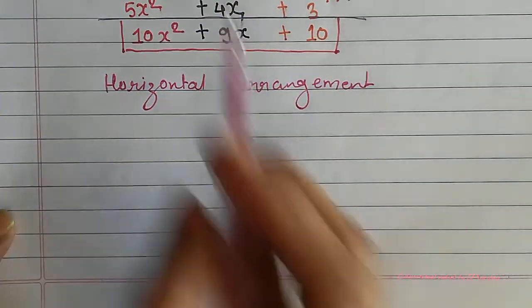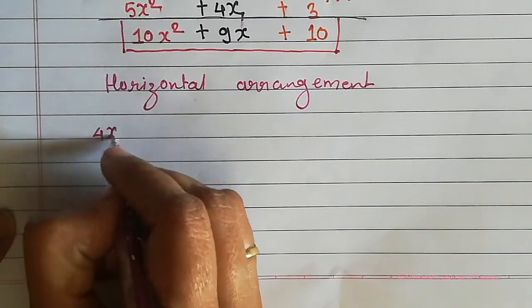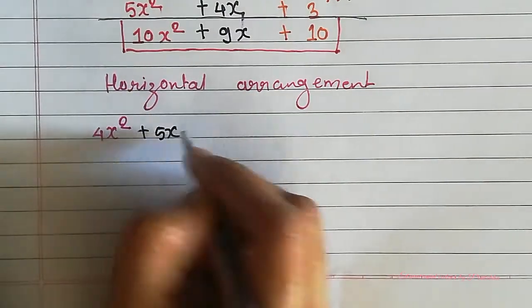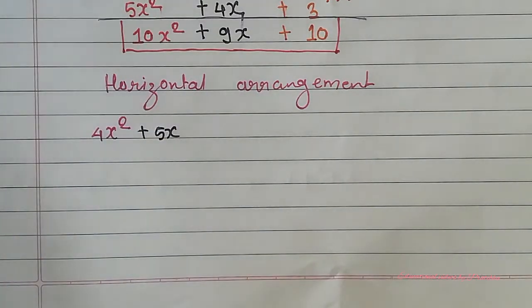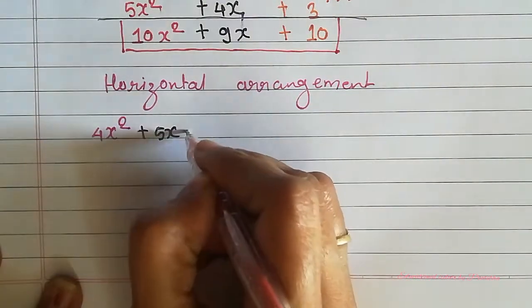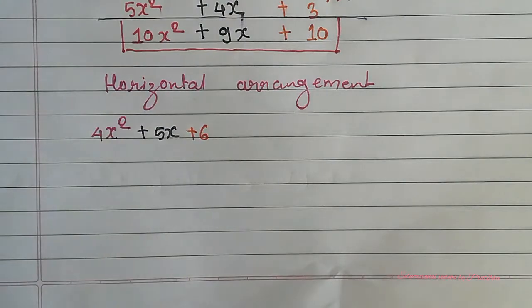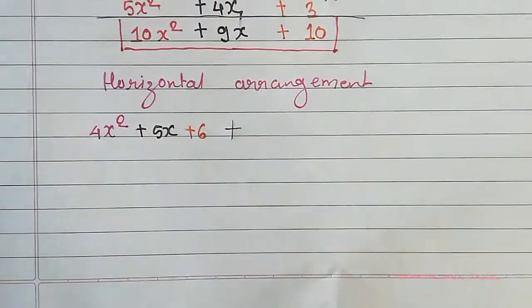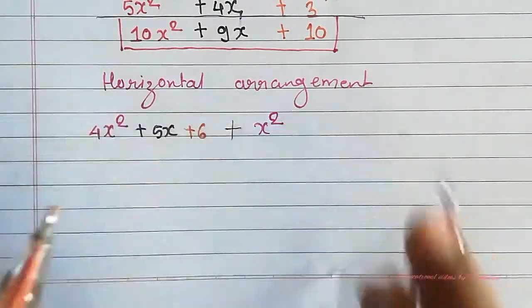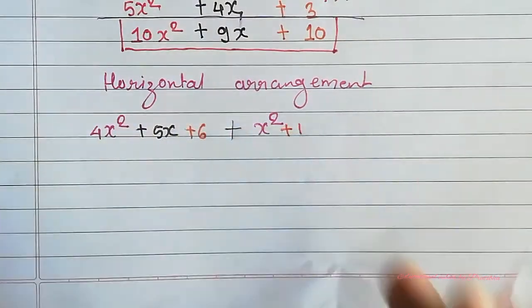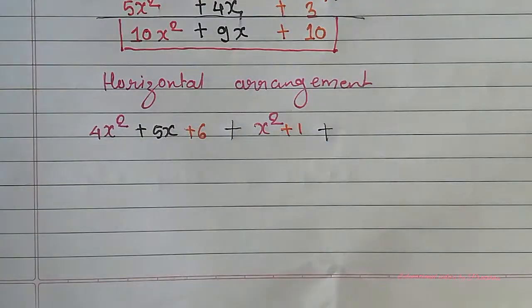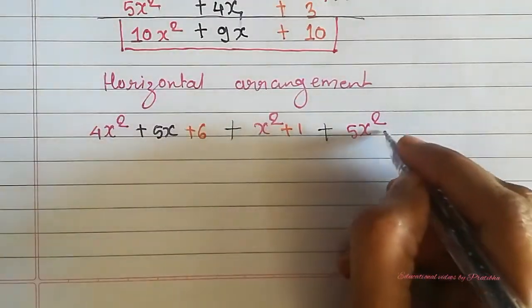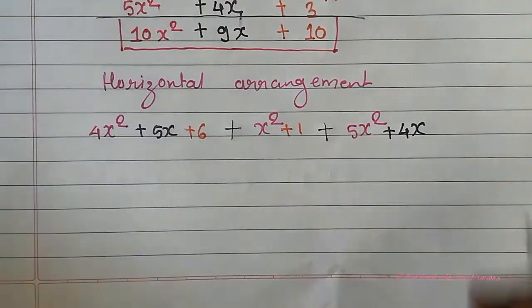Let us copy down the question. First term was 4x square plus 5x. Again I am using different colored pens so that it will be easy to identify the different terms. Plus 6. This is our first expression. Now I am putting plus sign. I am writing second expression, that is x square plus 1. Now I am adding third expression, that is 5x square plus 4x plus 3.